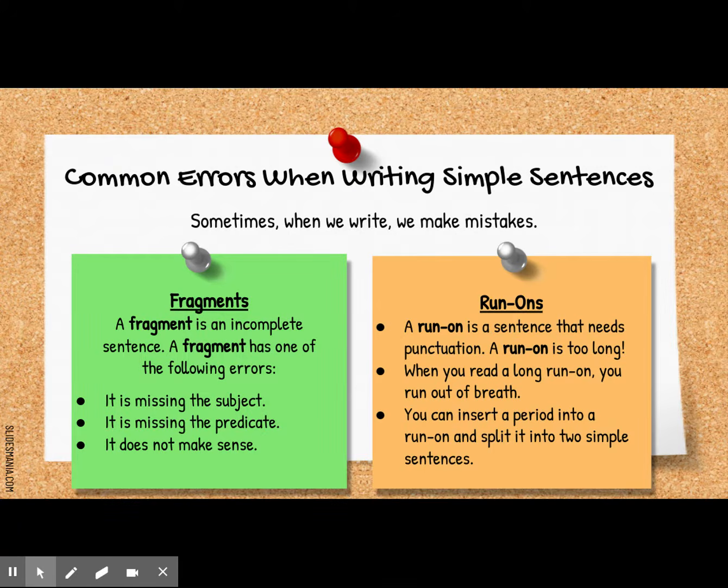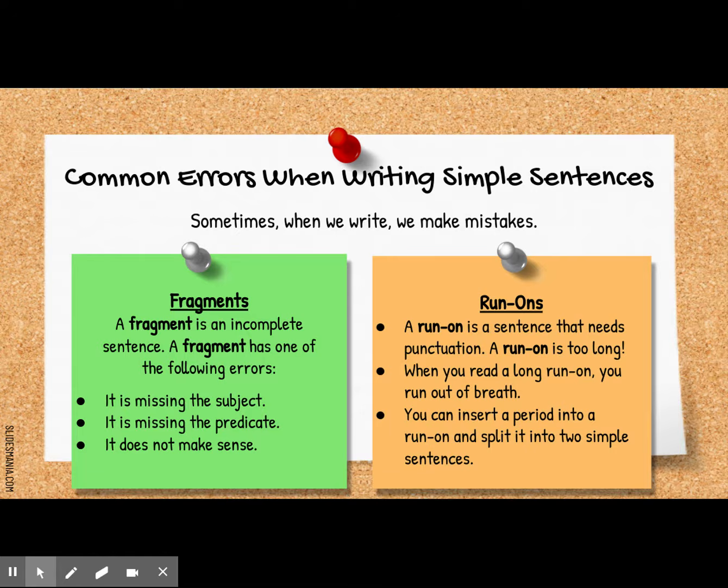Sometimes when we write, we make mistakes. Two of the most common errors when writing simple sentences are fragments and run-ons. A fragment is an incomplete thought. A fragment has one or more of the following errors. It's missing a subject, it's missing a predicate, or it is an incomplete thought and does not make sense.